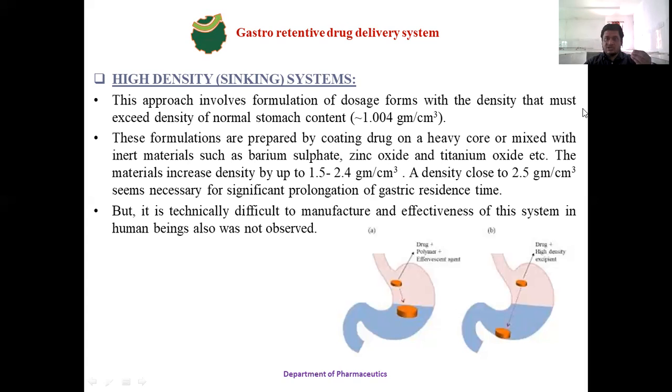So by using a particular substance whose density is more, we can prepare those high density systems. It will sink in the stomach for a long time and the drug will release in a controlled manner. Okay, so this system is actually not suitable, and it is not much used to prepare GRDDS. It is not of much use. Okay, high density or sinking system.